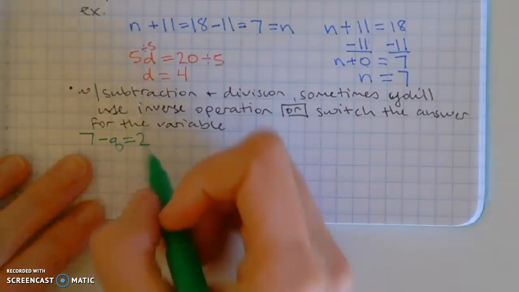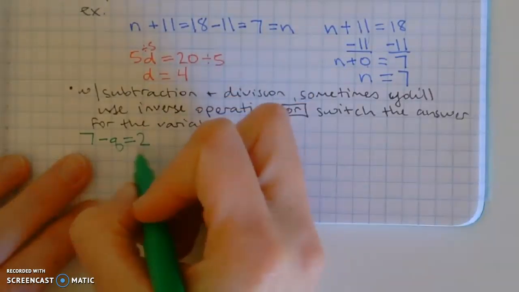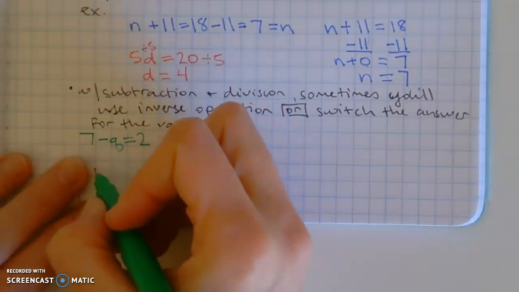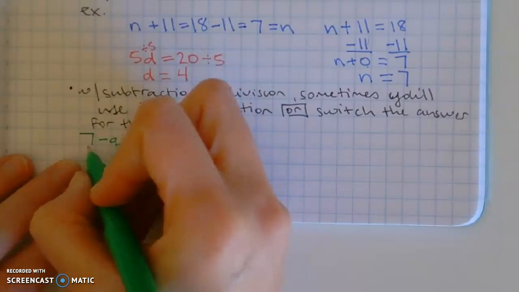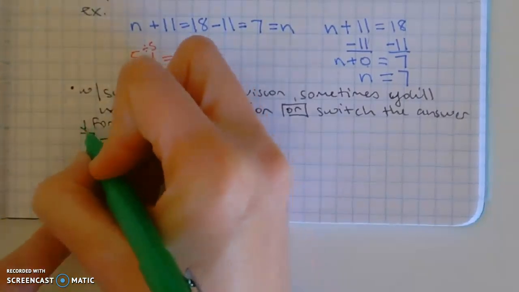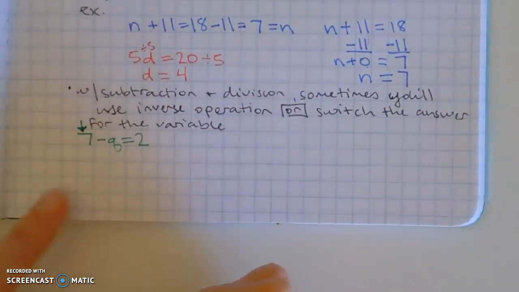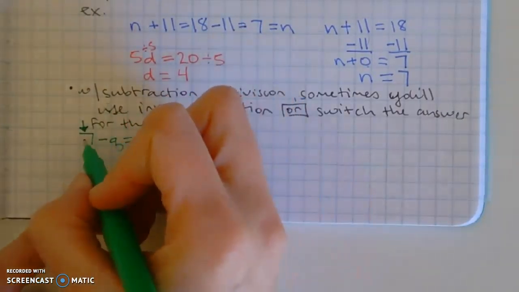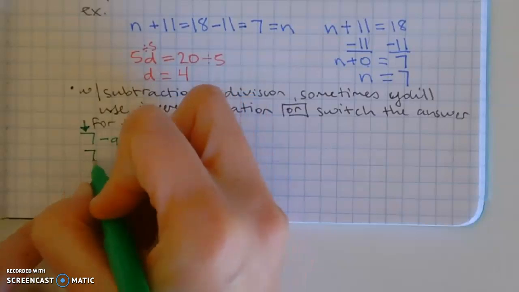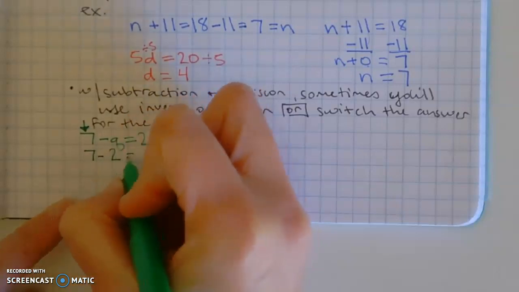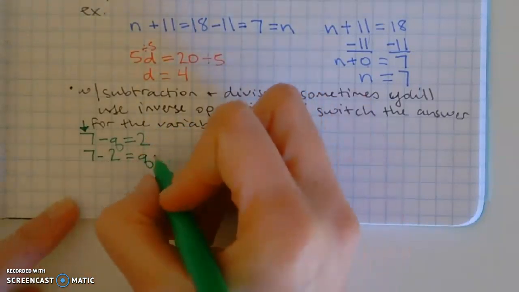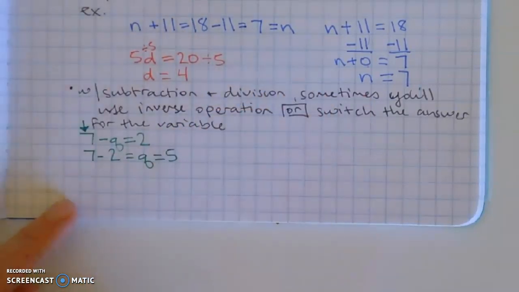So what I'm actually going to do is I'm going to just flip the 2 and the q, because 7 is in that, it's in the larger position. So when I have a number in this position where it is the subtrahend, I'm going to have that stay there, and I'm going to just do 7 minus 2 equals q. And now I know that 7 minus 2 equals 5, so q equals 5.